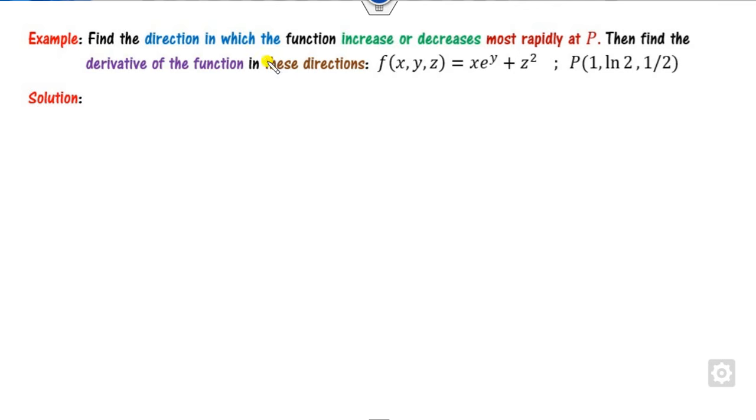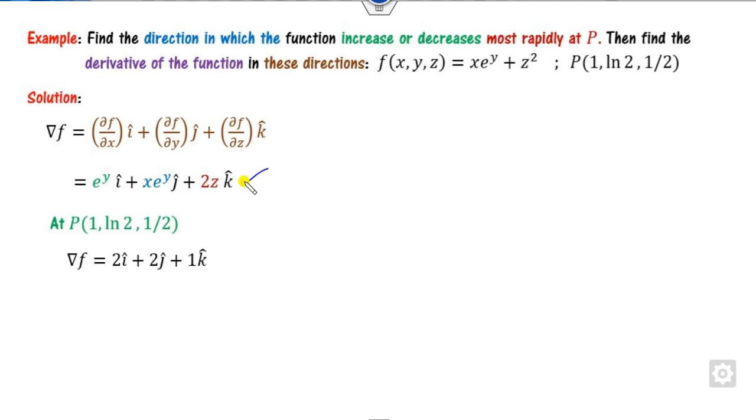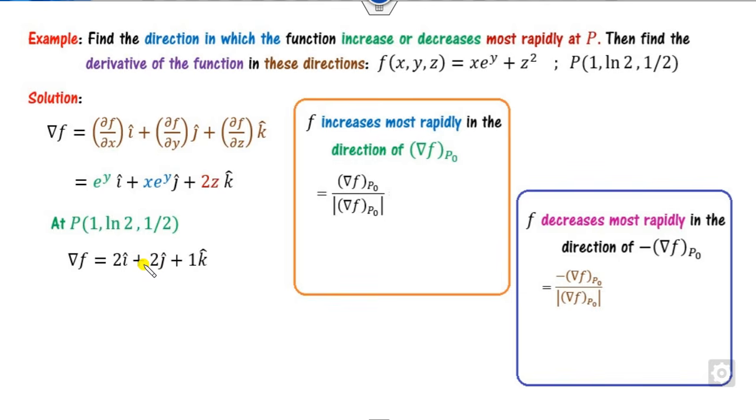Okay, look at another one. Now in this again you have to find the increase or decrease at the point P. So it's 3 dimensional again. We can find the gradient. Now they are finding the direction. They are not talking about the directional derivative. So again the simple rule is f increases most rapidly in the direction of this and decreases in the direction of negative. What is the direction of this? This upon the modulus. What is the gradient? That is my 2i cap plus 2j cap plus 1k cap over 4 plus 4 plus 1. And here is a negative sign.